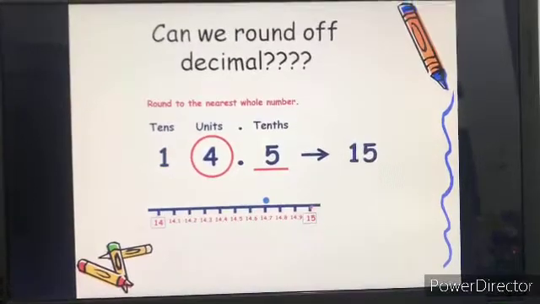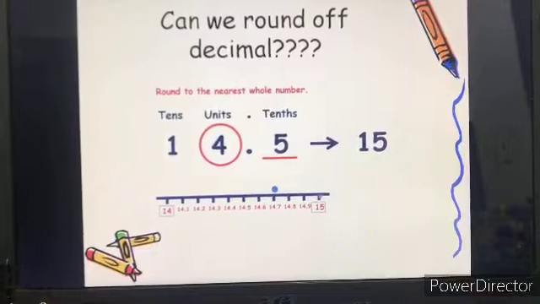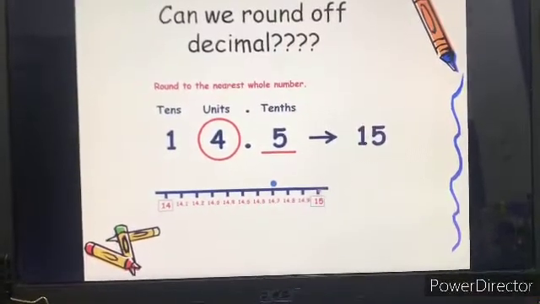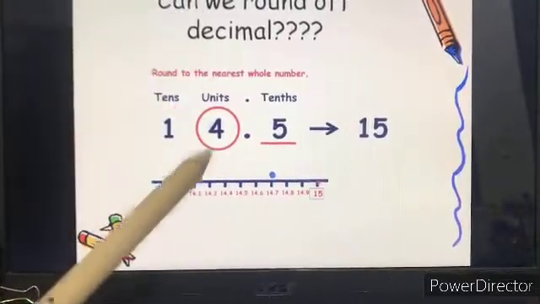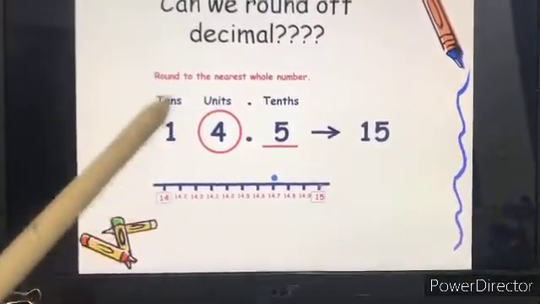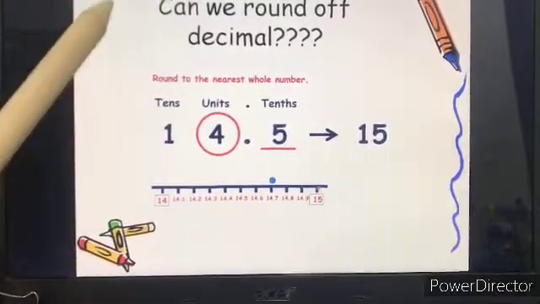Hey, I think everybody loves the song. So now you will never forget how to round off. Yes, if the digit is less than 5, you will stay there. But if it is 5 or more than 5, you will add up into the tens.